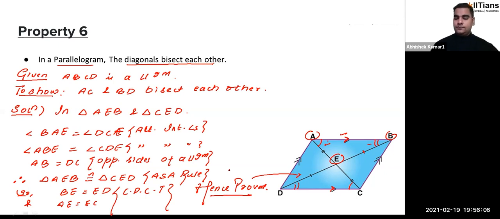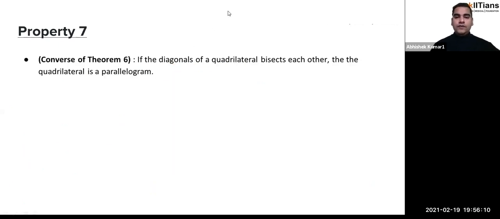All right. Is everybody done? Okay. Now we have the converse of this theorem that we just discussed. Okay. If the diagonals of a quadrilateral bisect each other, then the quadrilateral is a parallelogram. So I have to draw a parallelogram here, guys.